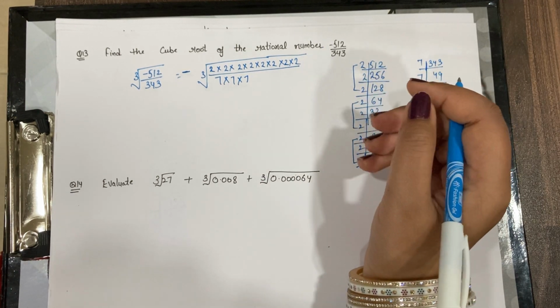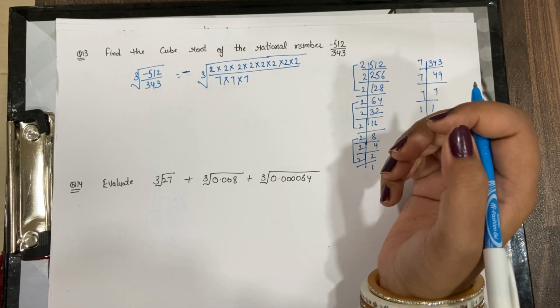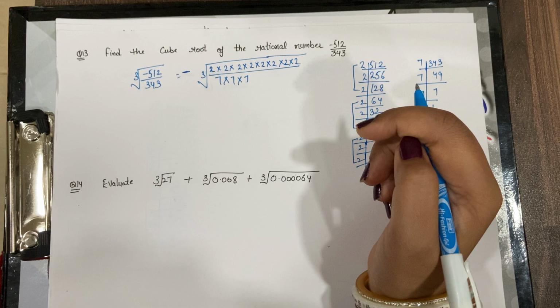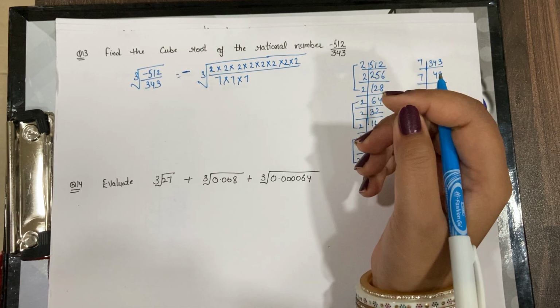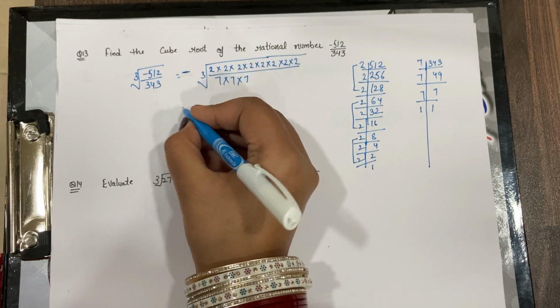You can never get a question: find out the square root of minus 16. You can't get that question. But you can get this question: find out the cube root of a negative number, because the answer will be negative only. So I have kept minus already outside.